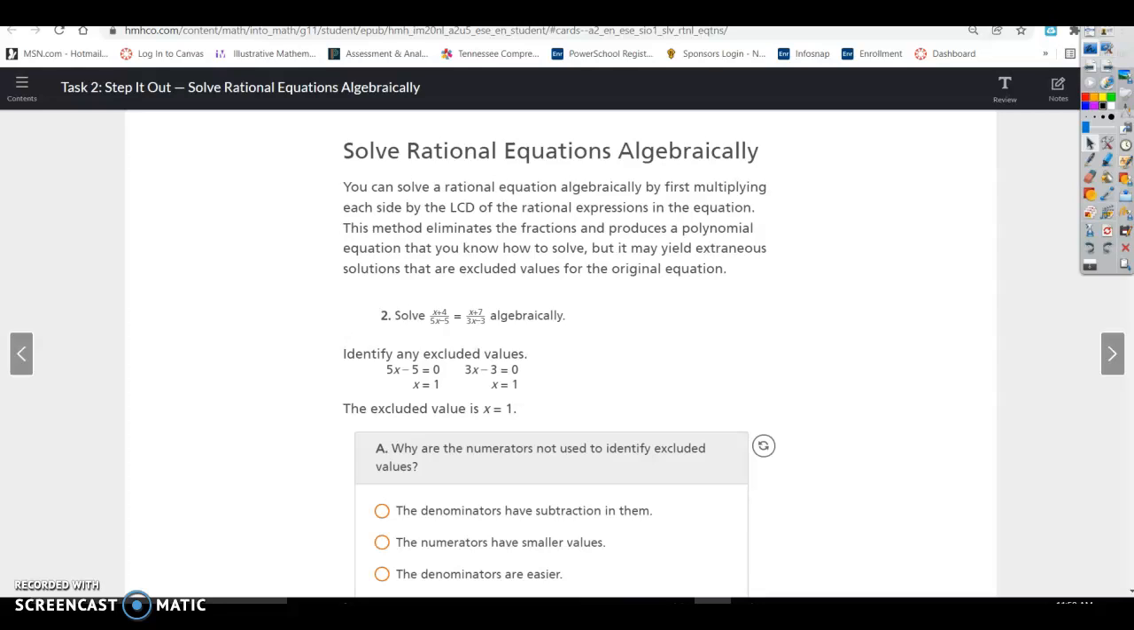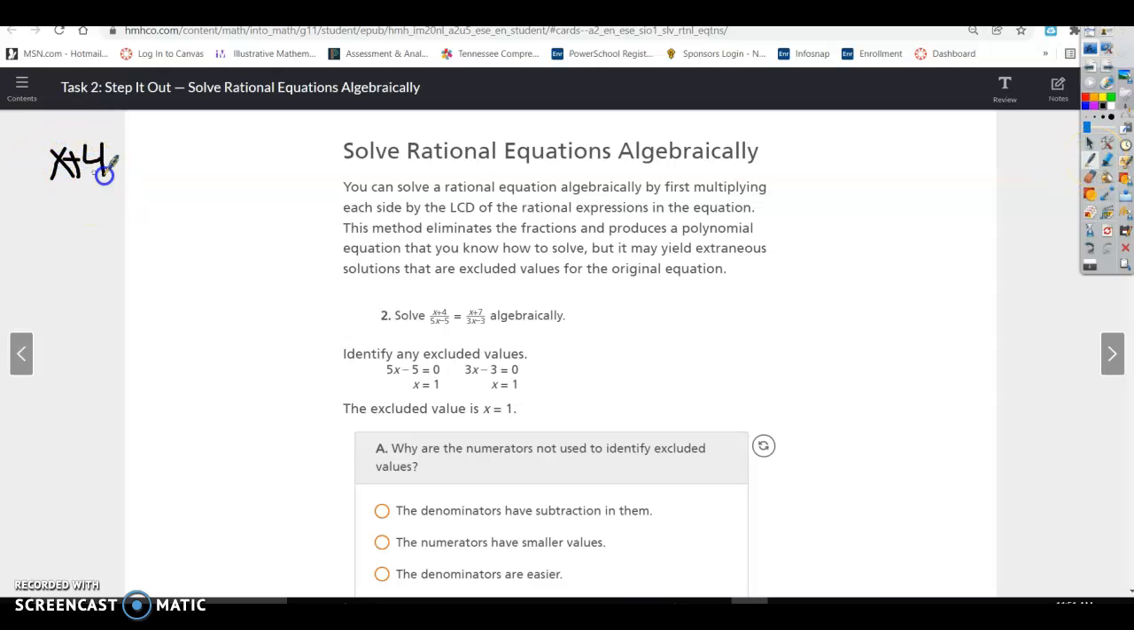All right, so it says solve x plus 4 over 5x minus 5 equals x plus 7 over 3x minus 3 algebraically. Identify any excluded values. All right, so the first thing I'm going to do is rewrite my equation over here. So I'm going to have x plus 4. Well, I said x plus 4, and then that's not what I wrote. So let's try that again.